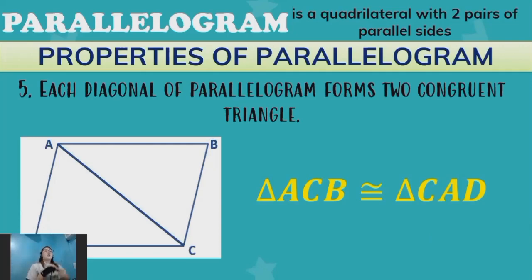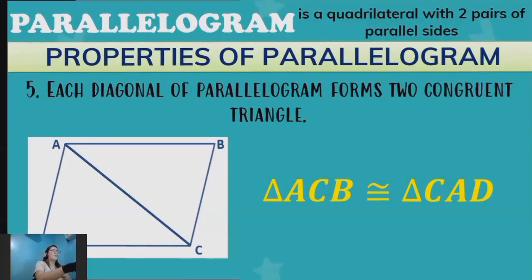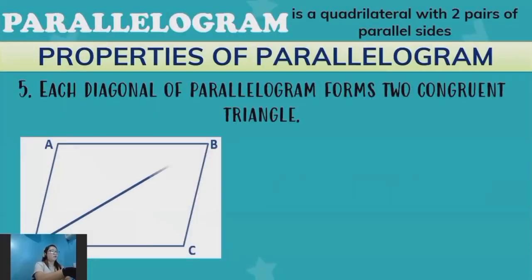Okay, it is not part of our lesson yet on how to name a triangle based on their congruency; that is for a later part of the third quarter, but we will discuss. So for now, we have here triangle ACB is congruent to triangle CAD. And another diagonal is also drawn, which is diagonal BD. Can you name the triangles that are congruent here?